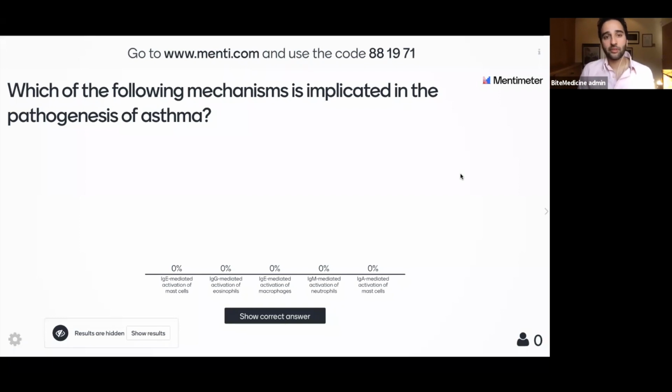Which of the following mechanisms is implicated in the pathogenesis of asthma? Classic, nice, simple question to ease you in, very commonly asked in exams. So which of these do you think it is? It's IgE mediated, what kind of cells are involved as well? I'll give you a few moments to answer that one. Okay, see what you think.